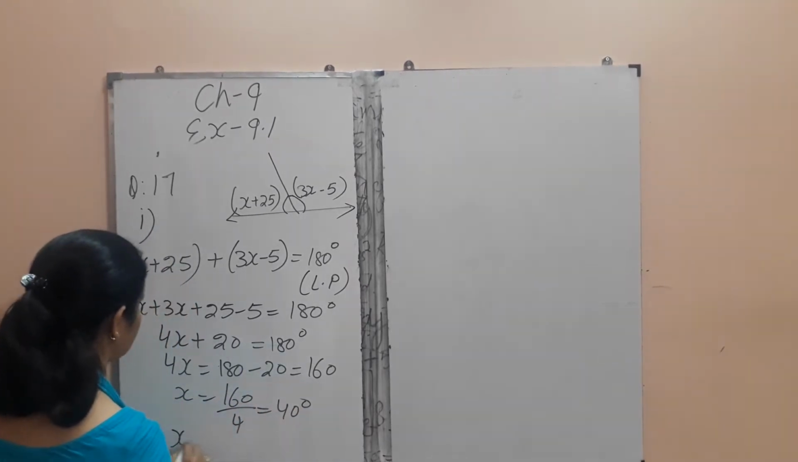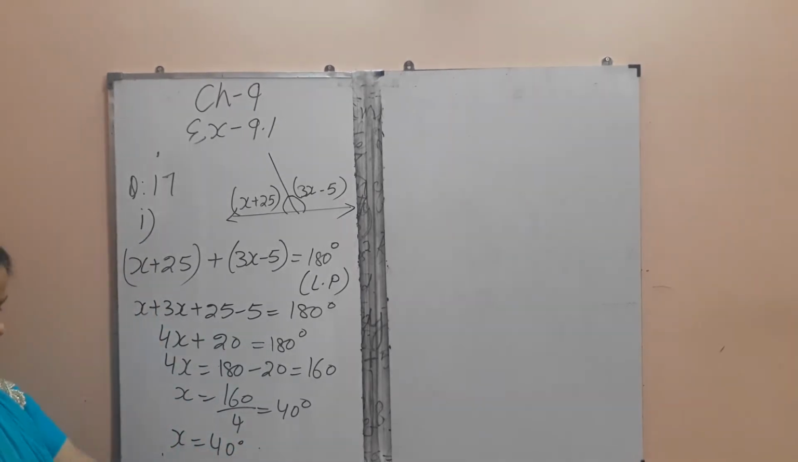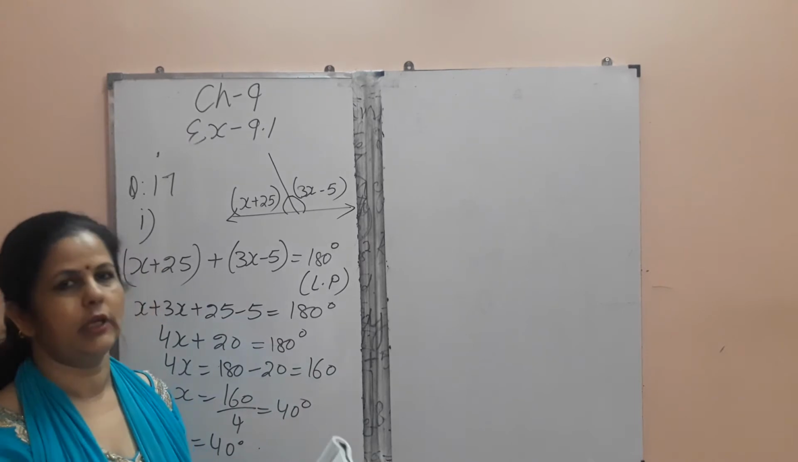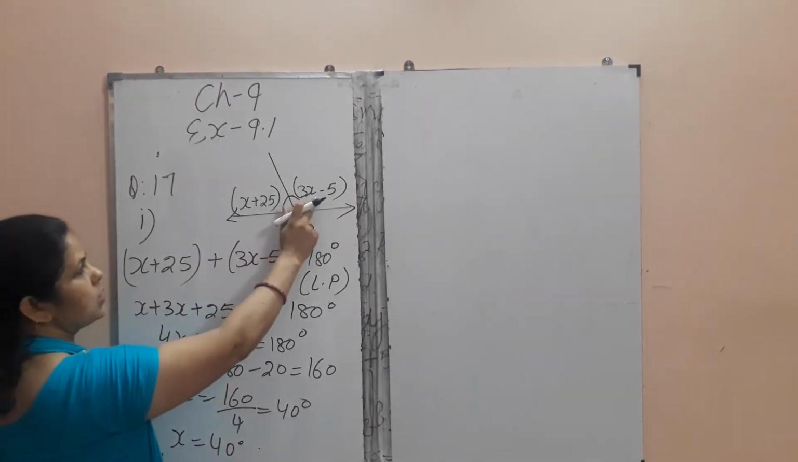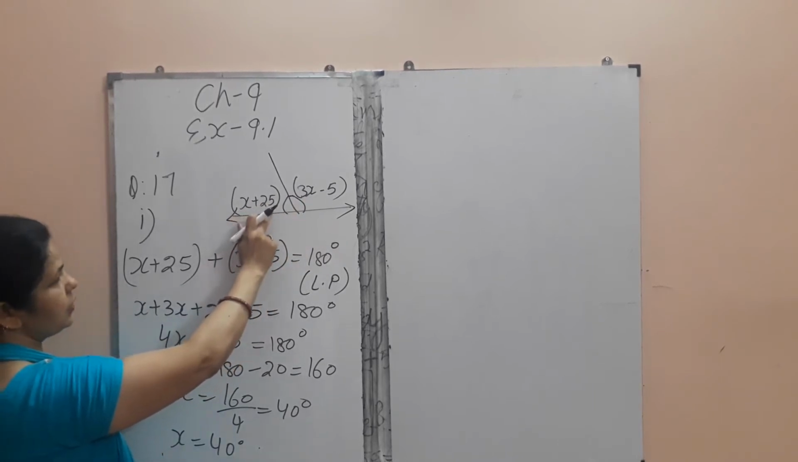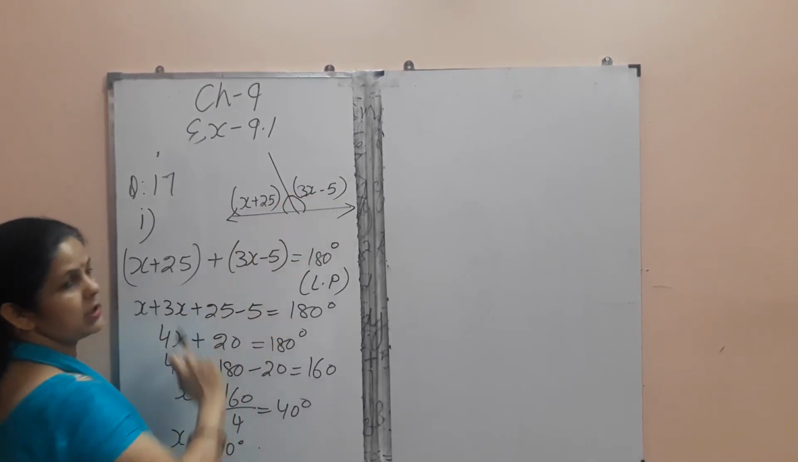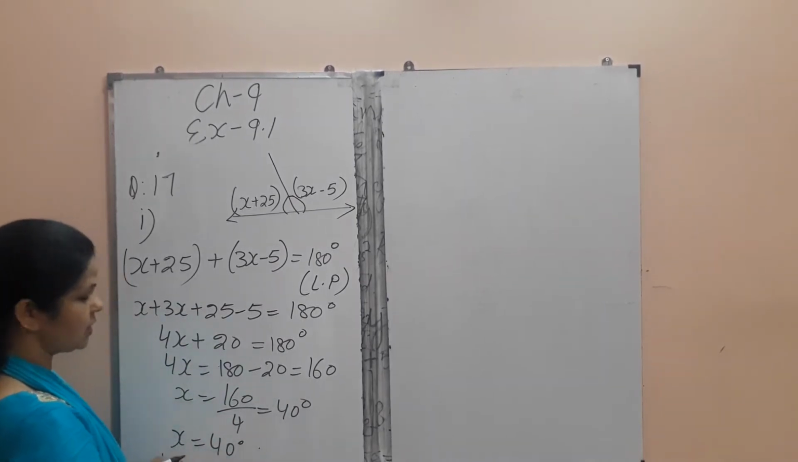So only the value of x we have to find out. So the value of x is 40. If the question was to find the value of the angles, then we would have to do one more step. We would put the value of x in these expressions: 40 plus 25 and 3 into 40 minus 5. But in the question, only the value of x is asked. So we will do it till here.